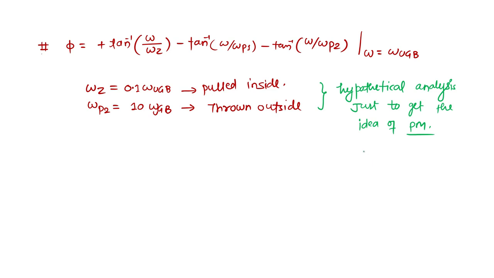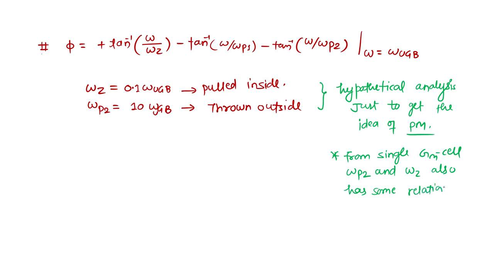Because from a single GM cell, omega P2 and omega Z also have some relation. So they are not that independent. I am taking the values, but there is some relation. They are not as independent as I am taking the values, but it is just hypothetical for calculation purpose. Okay, so what is the phase?